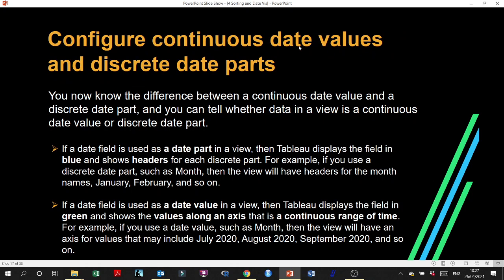Configure the continuous date values and discrete date parts. We've done this 100 times in class. Maybe I'm just exaggerating. We've done it a couple of times in class. But for the sake of not bothering you, I know it's not fair that I just count minutes. I'm not going to do this to you. I'm going to let you do it yourself.